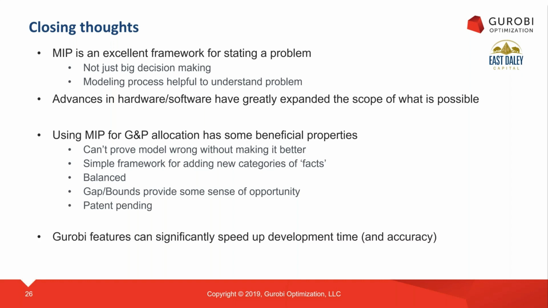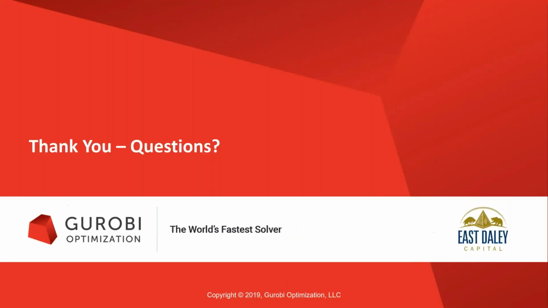And then I'd like to close by saying that there are a lot of Gurobi features in their API that speed up development time and accuracy. The Python API itself, the multiple objectives, variable hints, and many others, depending on what type of problem you're working on, have really made my life easier over the last several years. So that's everything I have prepared. Does anyone have any questions? You can submit them in the GoToWebinar tool, and I'll be happy to try and answer them as best as I can.